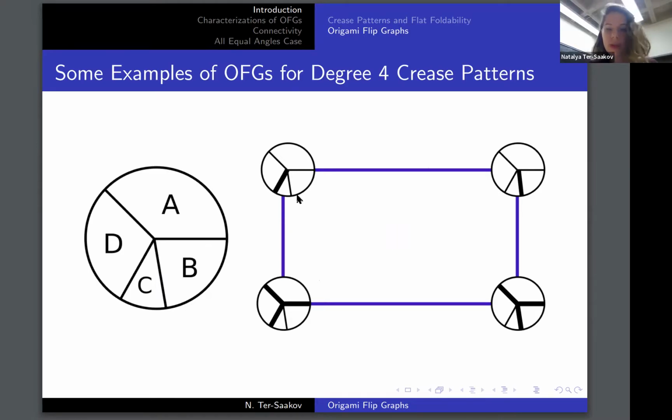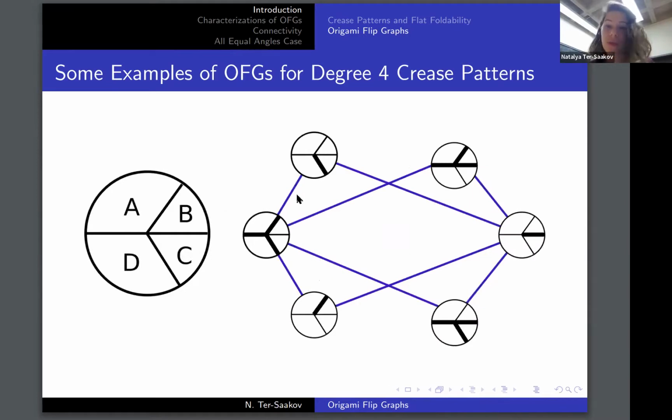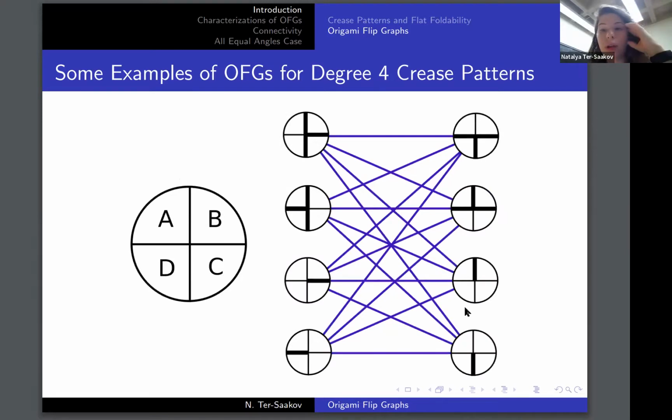Here's a slightly bigger example. Still a degree 4 crease pattern, slightly bigger origami flip graph. Bold mountain, unbolded valley. And the last possible degree 4 crease pattern and its origami flip graph. When I say last possible, I mean it has a different origami flip graph from the others. You'll see that this one is even more complicated.